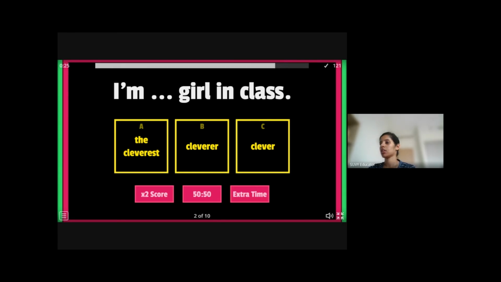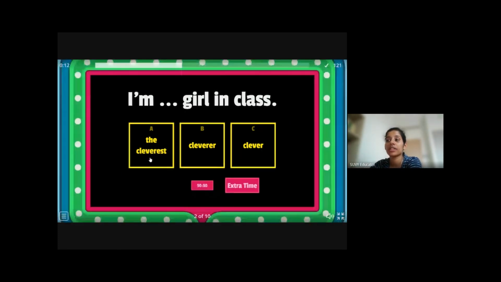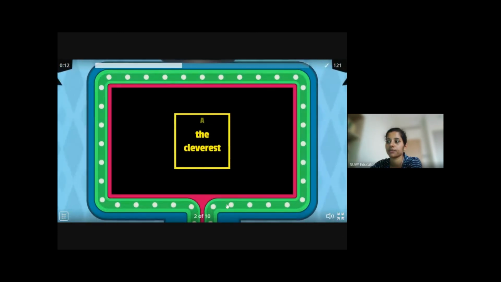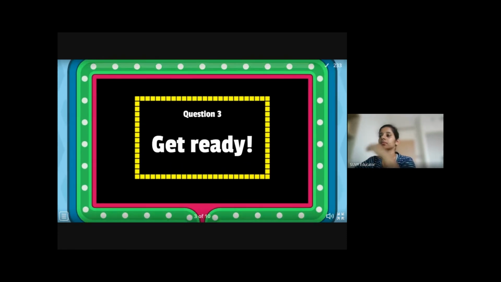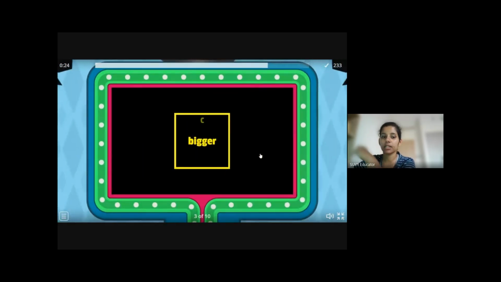Okay. So I am dash girl in class. So again, it is about comparing all the girls in class. So I am the cleverest. Your bag is dash than mine. Now it's comparing between two. So it has to be comparative degree and it will be bigger.